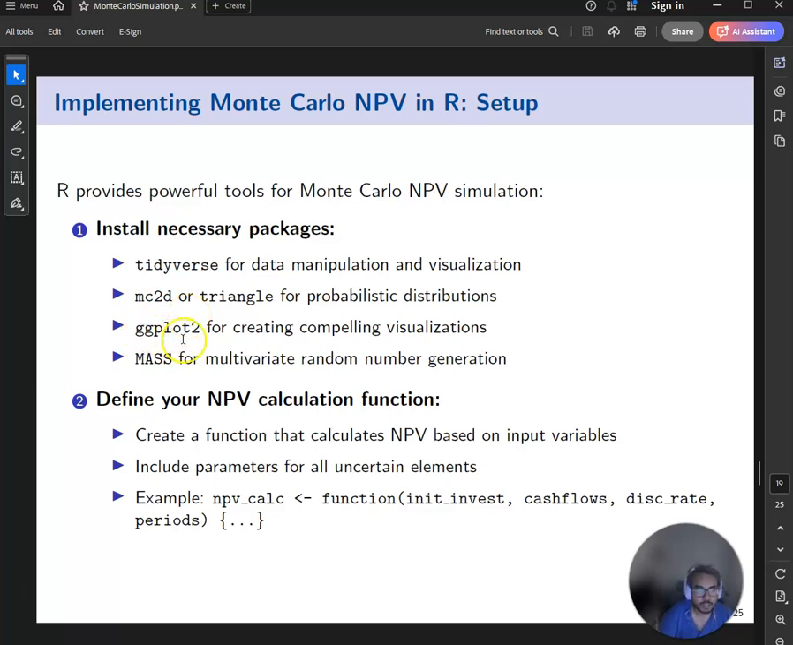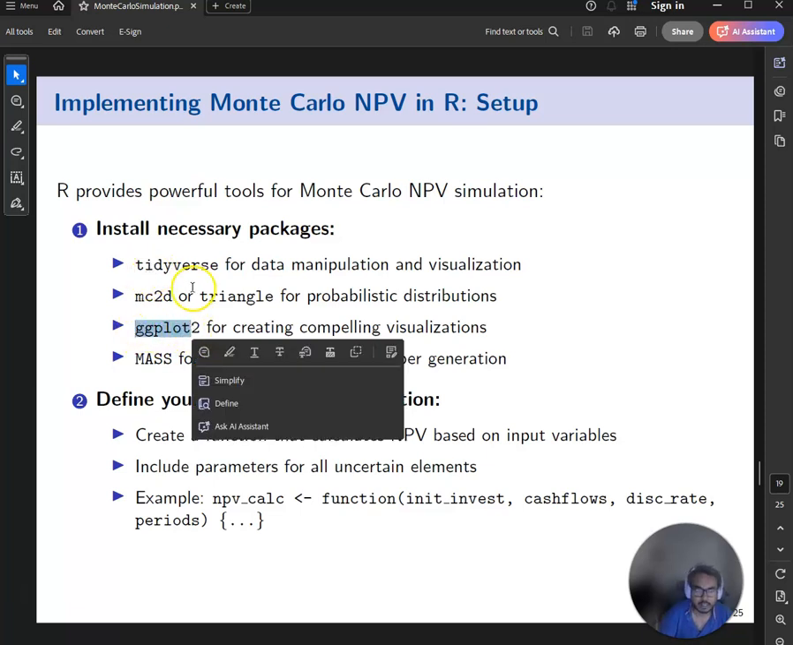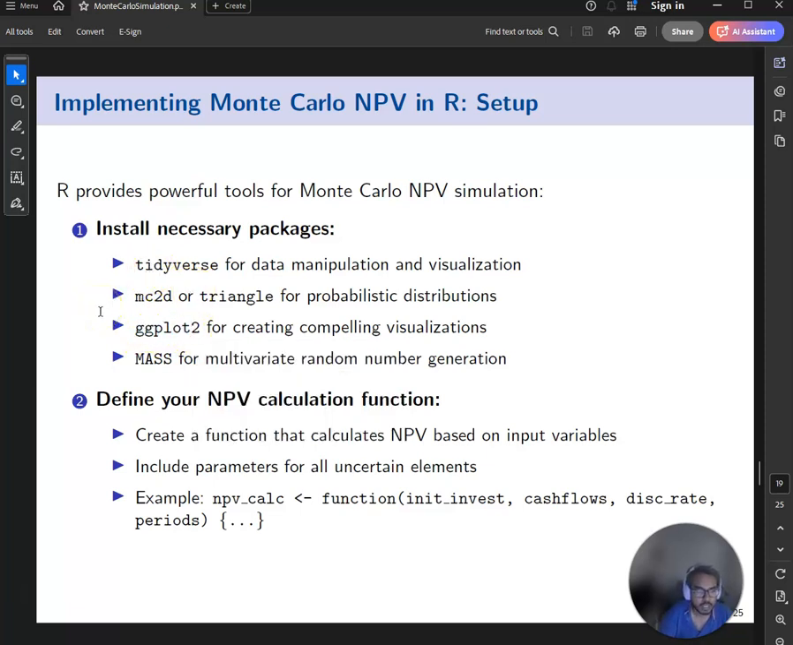We need ggplot2 for creating graphs, and we need the MASS package for dealing with multivariate random number generation. Not all of them are super essential for the barebone Monte Carlo that we will do. For that, we only need ggplot2 and another extra package called gridExtra.